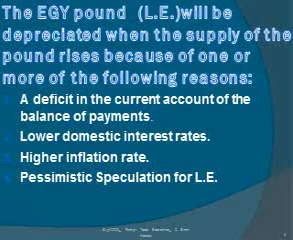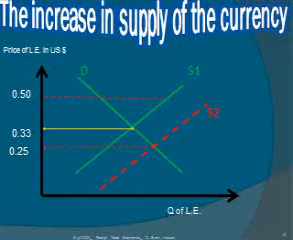These reasons are very important for Egypt and for most developing countries, as the economic performance of the country is a very important determinant of the exchange rate for this country, and so on. In this slide we are going to explain the relation between the Egyptian lira and US dollars, with the quantity of Egyptian lira on the horizontal axis and the price of the Egyptian lira in US dollars on the vertical axis.